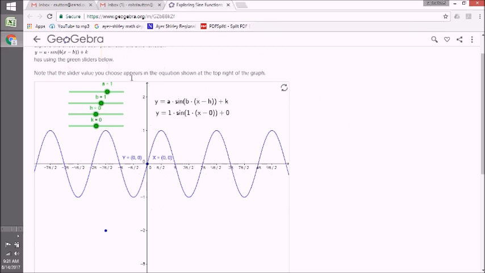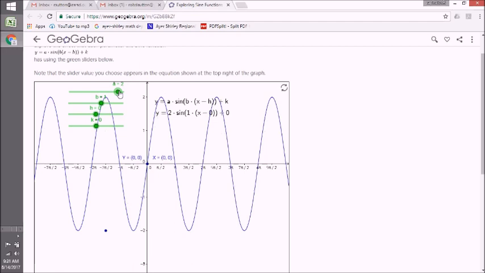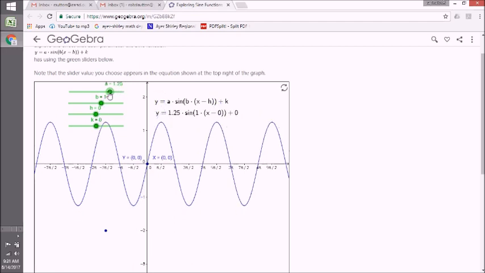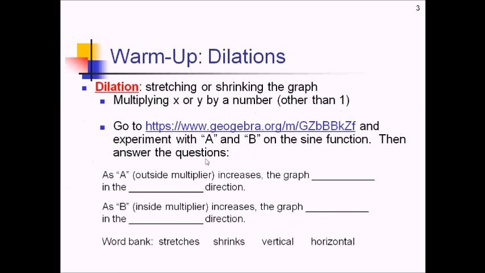Here's the actual website if you go there. We'll play around while I'm waiting for you to play around with this. So here's the A value. This is the outside multiplier here. Look what happens to the graph as I increase that. Look what happens as I decrease that. Increase, decrease. So taking a look at that, it looks like as we increase that multiplier outside, the graph is stretching, and it is doing so in the vertical direction.